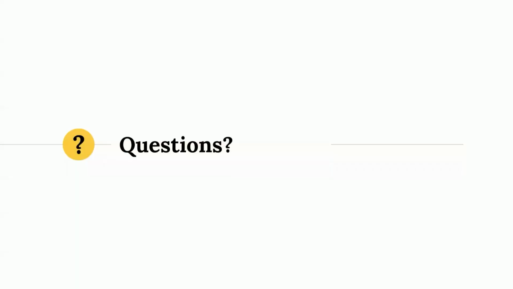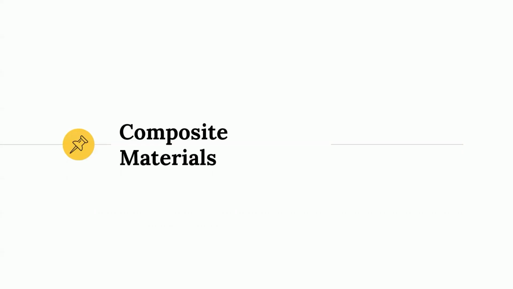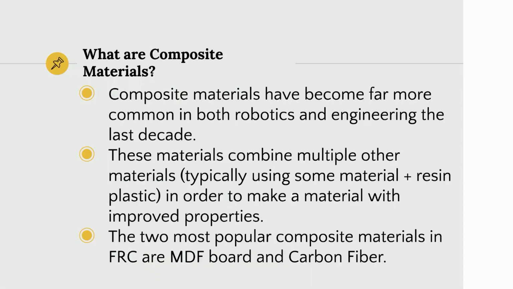Any questions? Final section, composite materials. So what are composite materials? Composite materials have become far more common in both robotics and engineering over the last decade. These materials combine multiple other materials, typically using some material plus resin plastic, in order to make a material with improved properties. The two most popular composite materials in FRC are MDF board and carbon fiber.